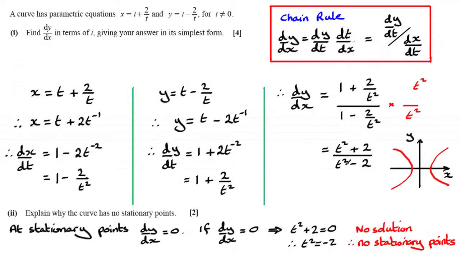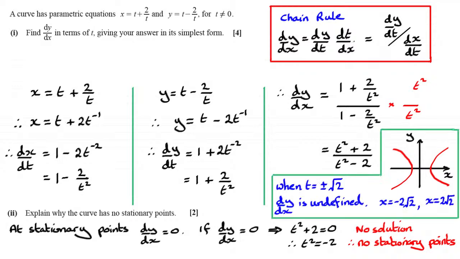Okay, and so notice that if you make the denominator 0, t squared would equal 2, so t would equal plus or minus the square root of 2. So that's when dy/dx is undefined. And if you substitute t equals negative root 2 into here for x, you'll end up with x being equal to minus 2 root 2. And if you substitute t equals root 2 in, you end up with x being 2 root 2.